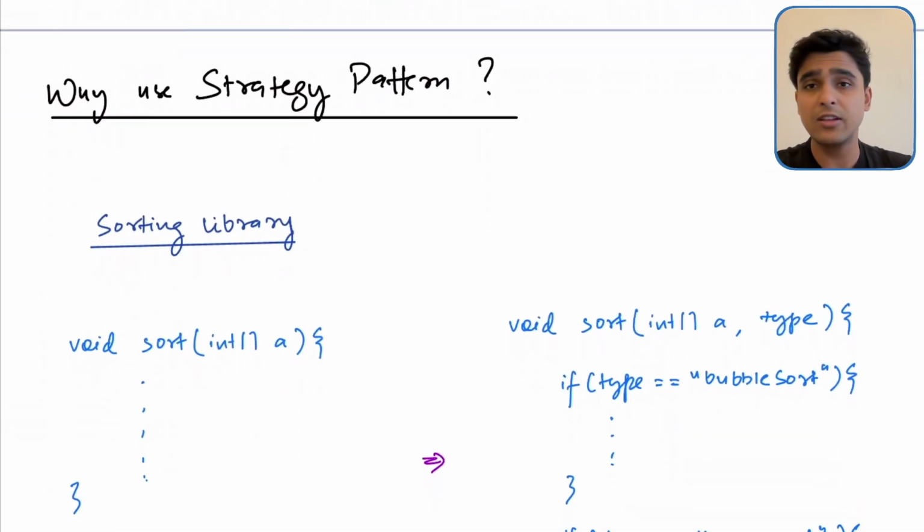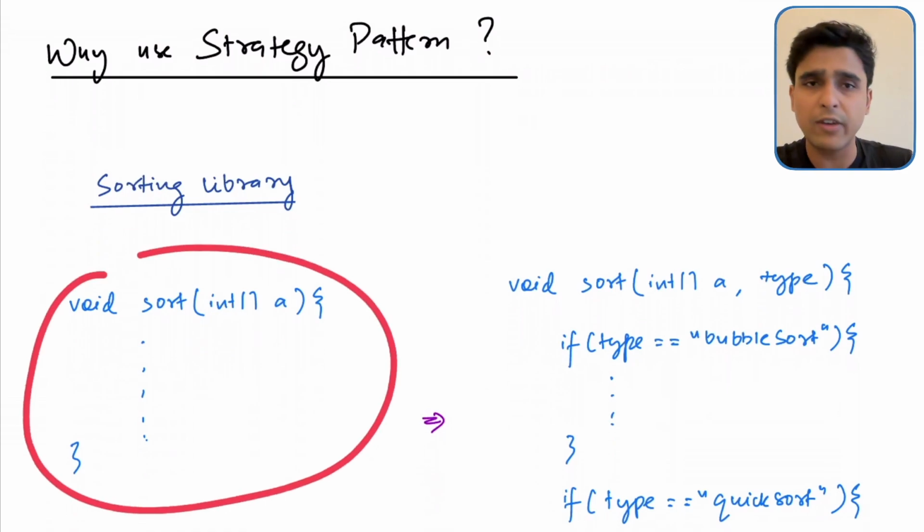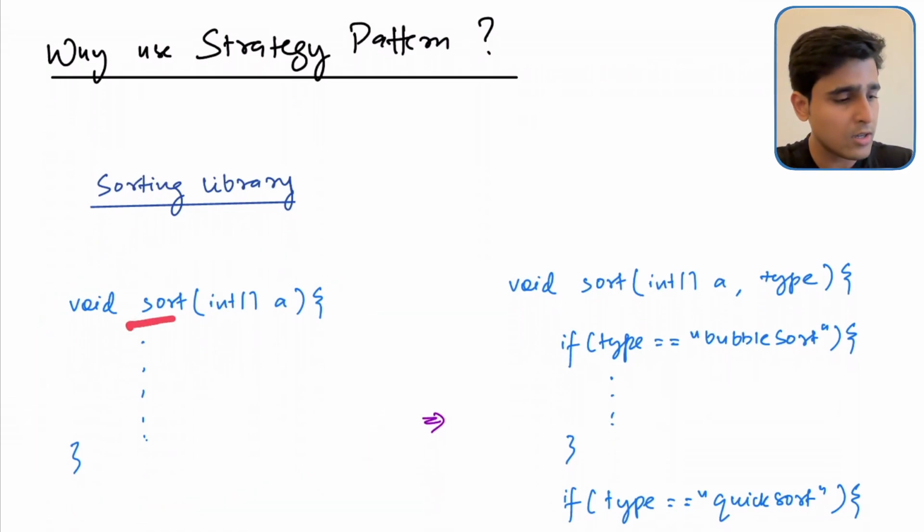First of all, let's start with why strategy pattern. Let's take an example of a sorting library. Let's say you are creating a sorting library, and you have exposed just one function called sort. It accepts an array and does the sorting. Very simple. Now let's say over time your clients start demanding that they want to define their own sorting strategy. Maybe someone wants to use bubble sort, someone quick sort, merge sort, and so on.